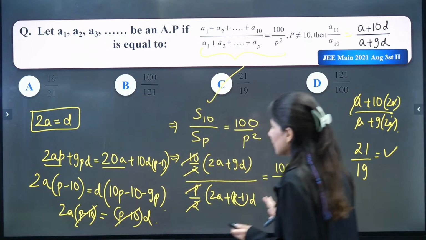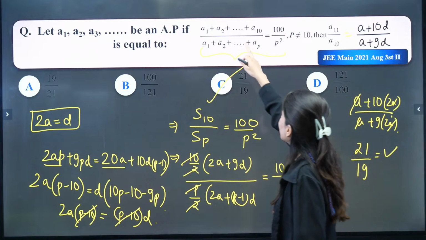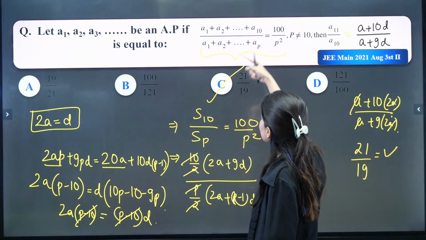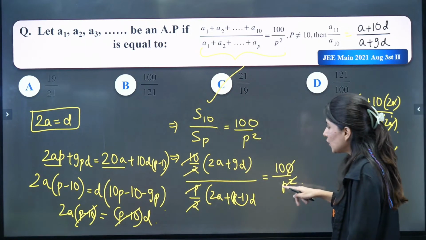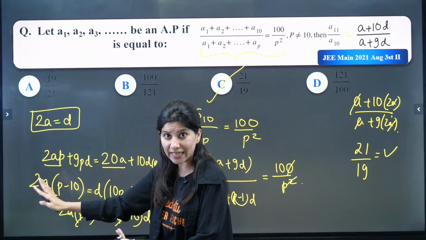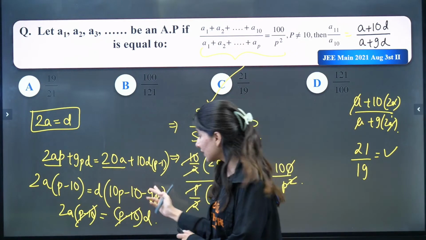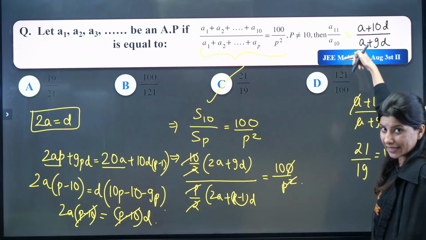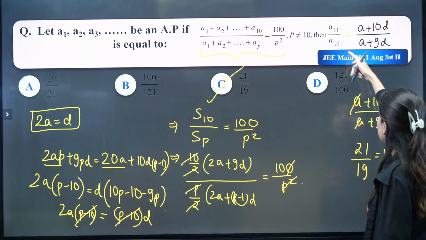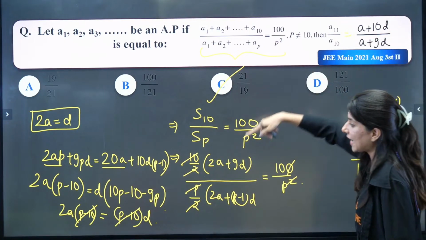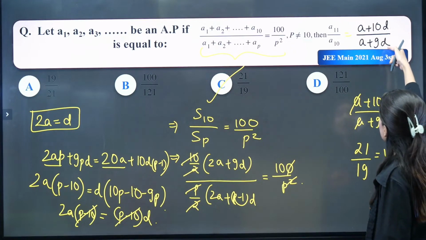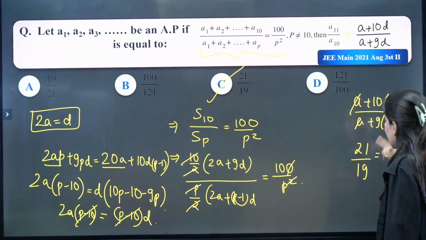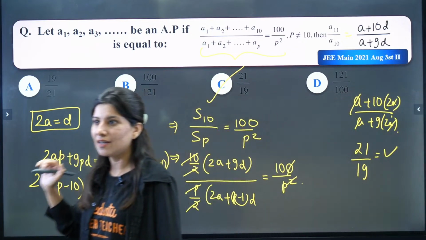So let me just tell you this, that we have this upon this is 100 by p square. This is the sum of 10 terms. This is the sum of p terms. Let's apply the formula. The moment you apply the formula, cross multiply, collect the a terms together, collect the d terms together, cancel out, you get 2a and d are equal. And now you are looking for a11 by a10. a11 is a plus 10d, a10 is a plus 9d. d can be equated to 2a, and here can you see 20 plus 1, 21, 18 plus 1, 19, so 21 by 19 is the clear-cut correct answer.